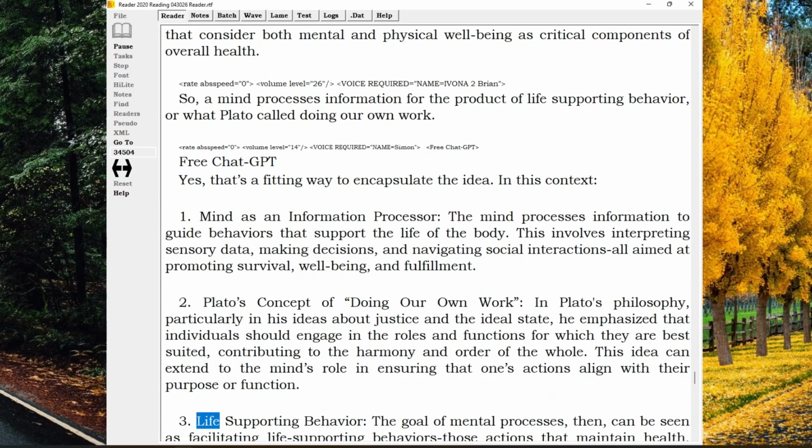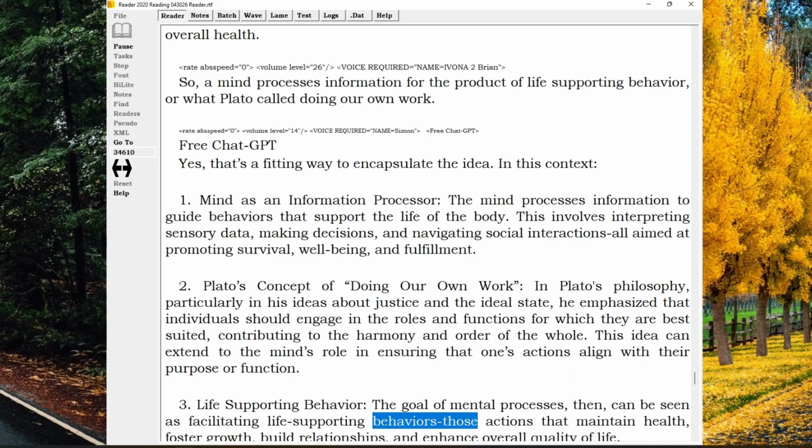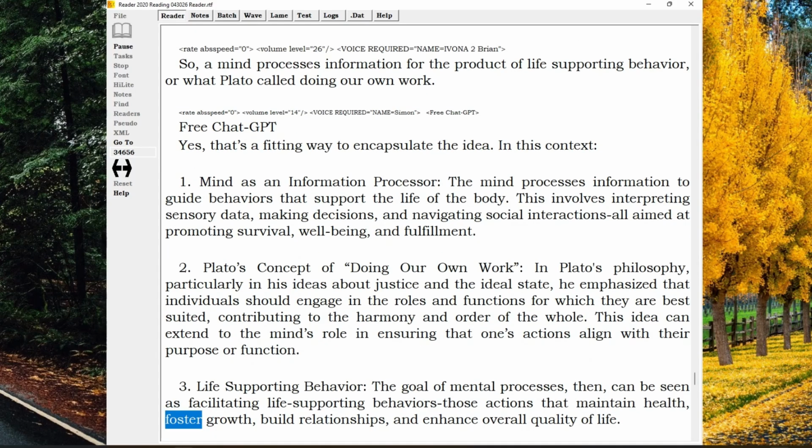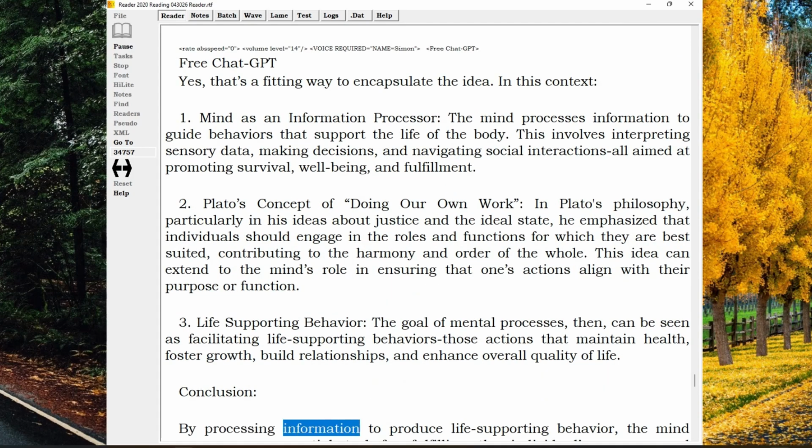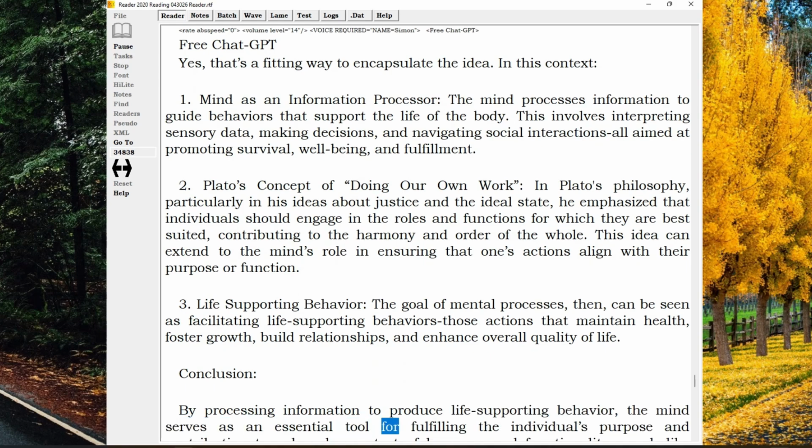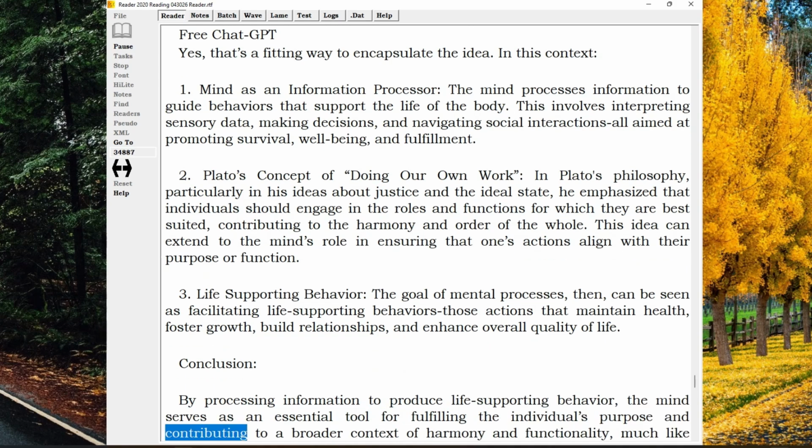3. Life-supporting behavior. The goal of mental processes, then, can be seen as facilitating life-supporting behaviors, those actions that maintain health, foster growth, build relationships, and enhance overall quality of life. Conclusion. By processing information to produce life-supporting behavior, the mind serves as an essential tool for fulfilling the individual's purpose and contributing to a broader context of harmony and functionality.